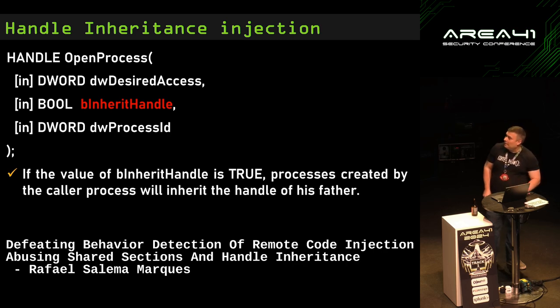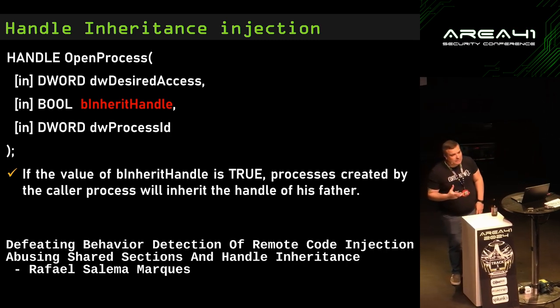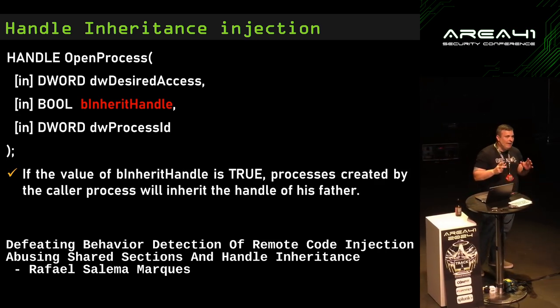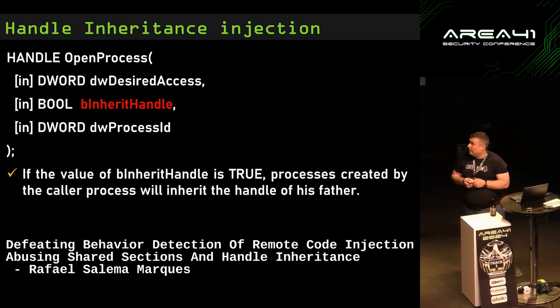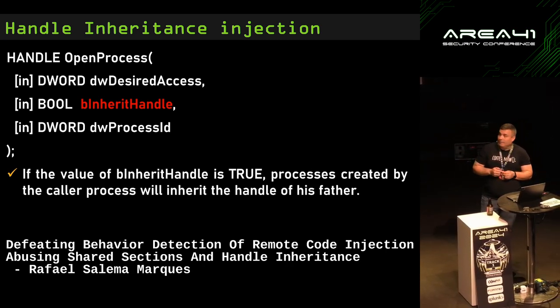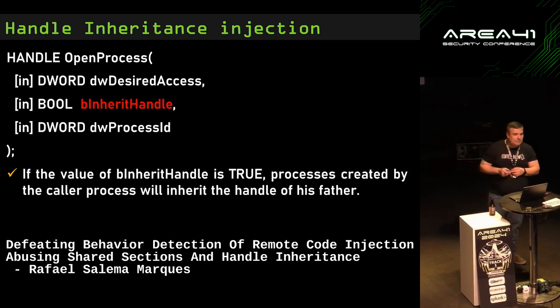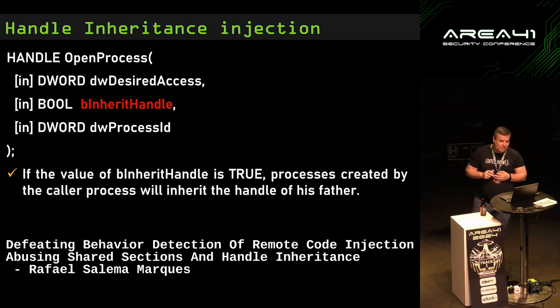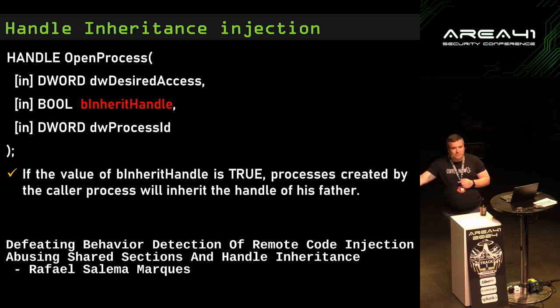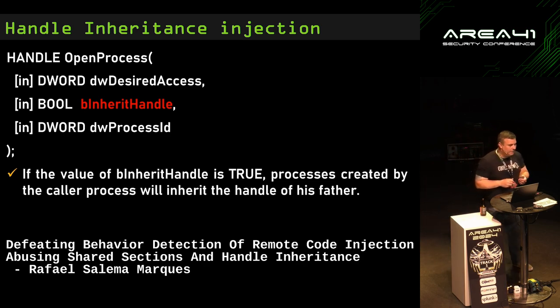The OpenProcess API is important in remote process injection techniques. Why? Because if we want to create a handle to a remote process or another process, we have to call this API in the classic process injection technique. There are some parameters, but specifically we're going to talk about the inherit handle parameter. This parameter is important. It's a Boolean parameter. If you set this as true, the child of your process can use this handle. Your great-great-great-grandson of this process can use it. And that's a characteristic we're going to exploit.